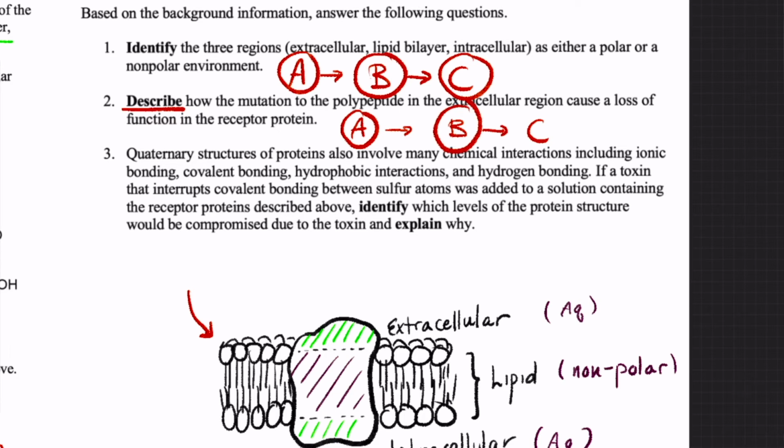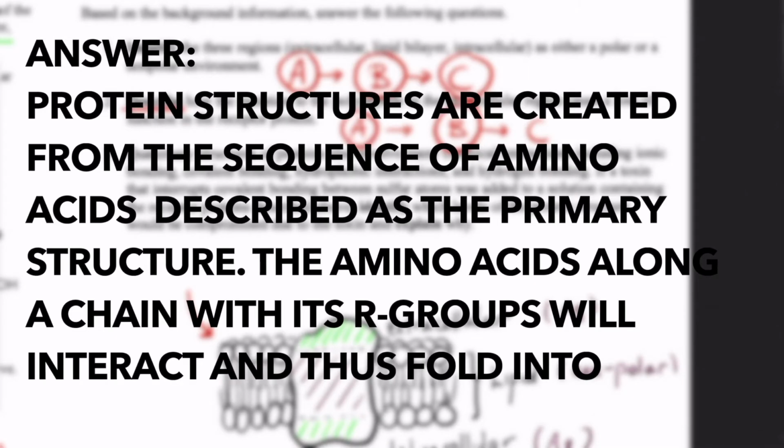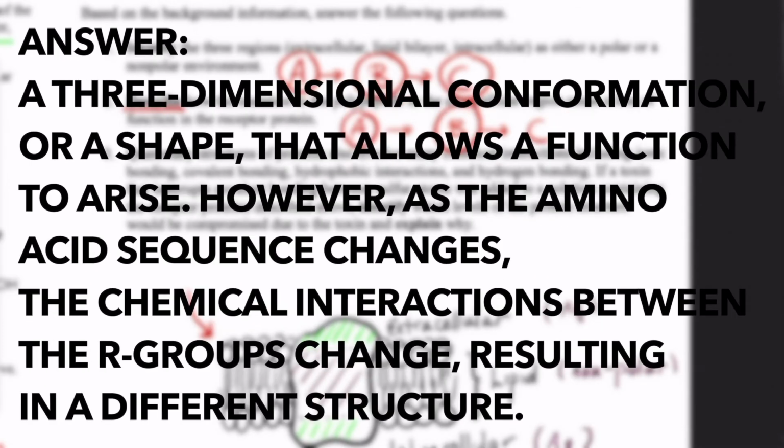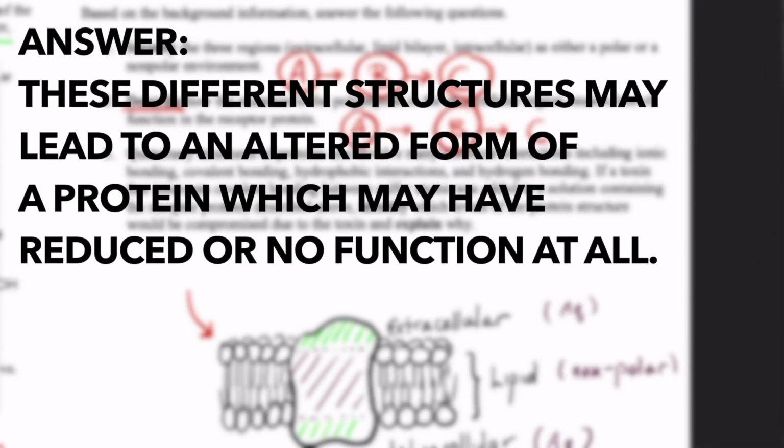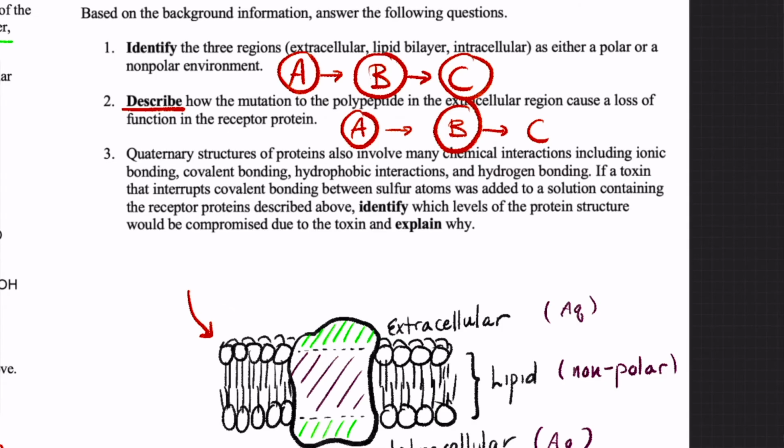Now let's give them our background. Protein structures are created from the sequence of amino acids described as the primary sequence. The amino acids along a chain with their R groups will interact and thus fold into a three-dimensional conformation, or a shape, that allows a function to arise. However, as the amino acid sequence changes, the chemical interactions between the R groups change, resulting in a different structure. These different structures may lead to an altered form of a protein, which may have reduced or no function at all. Okay, so that about sums up the general background of proteins.